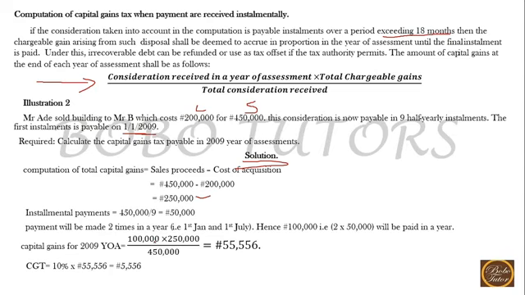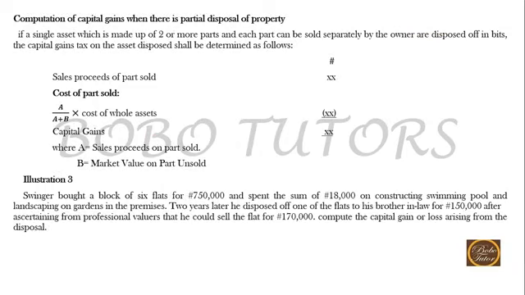Now, having said that, let's move on to computation of capital gains where there is partial disposal of property. Partial disposal means that you have a property and part of that property can be sold independently. That is, it can be sold separately without affecting each other. For example, land. If you have 6 plots of land, you can decide to sell one plot out of it, or you can decide to sell half plot out of it. You understand? And that one plot does not affect the remaining 5 plots.